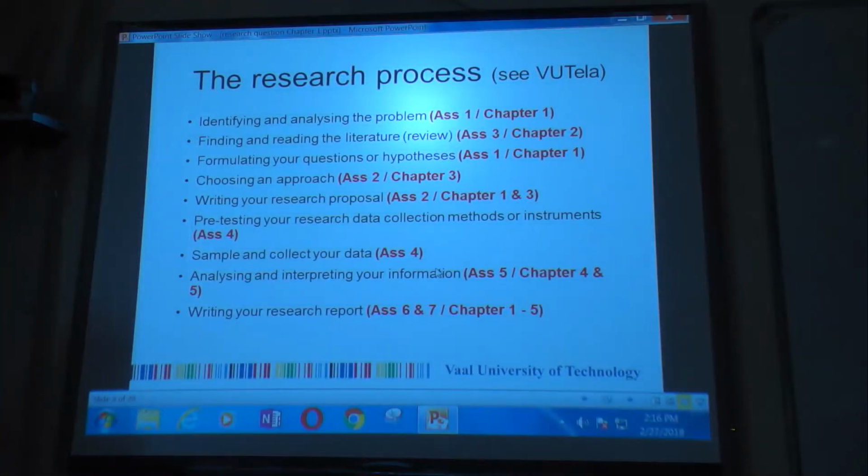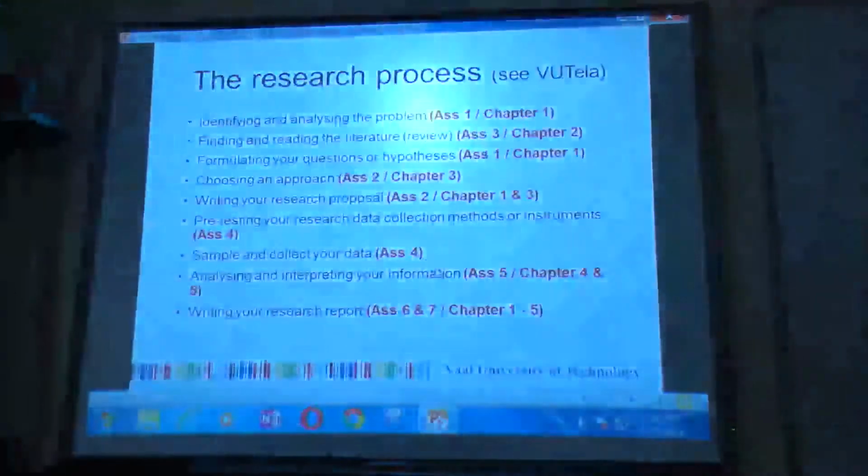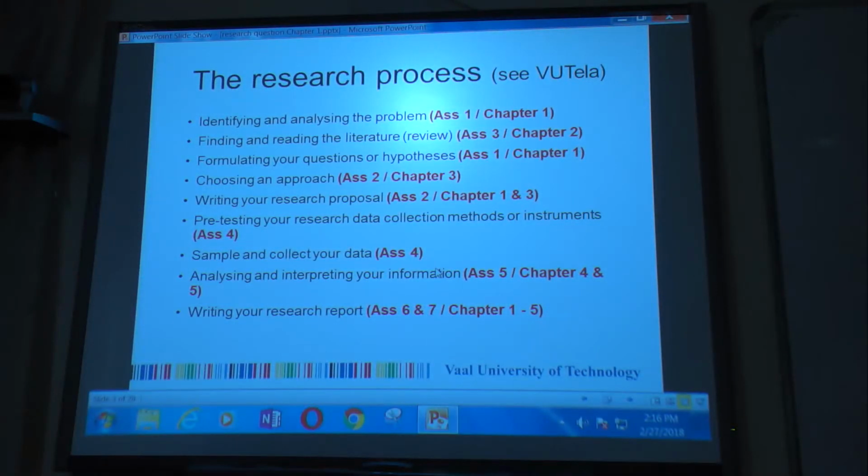Okay, so let's look at the research process. Remember, if we go back, we had to define what is research. And part of the definition for research is that it is a process. There are certain steps that need to be followed within this process of research, okay? So I want to go through each of these steps. The first step in the research process is identifying and analyzing the problem. Now that is what we are currently busy with.